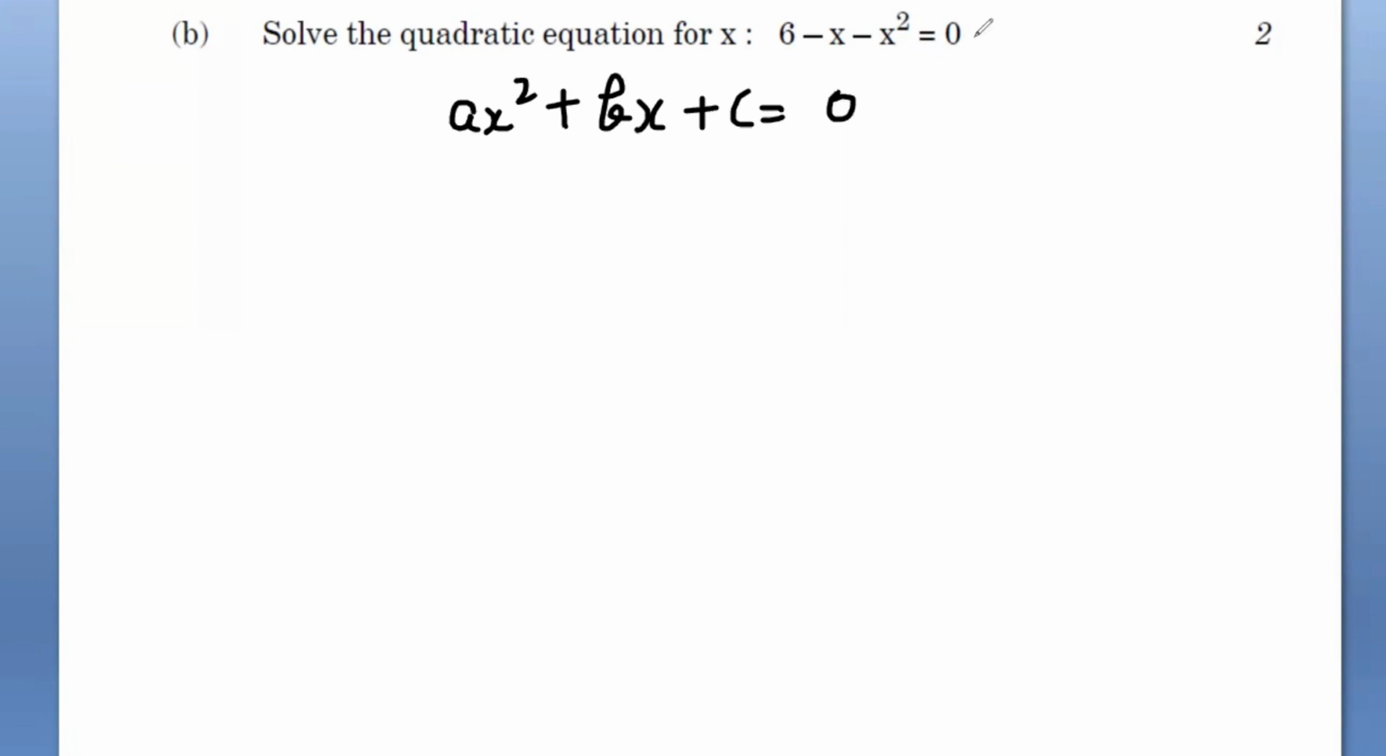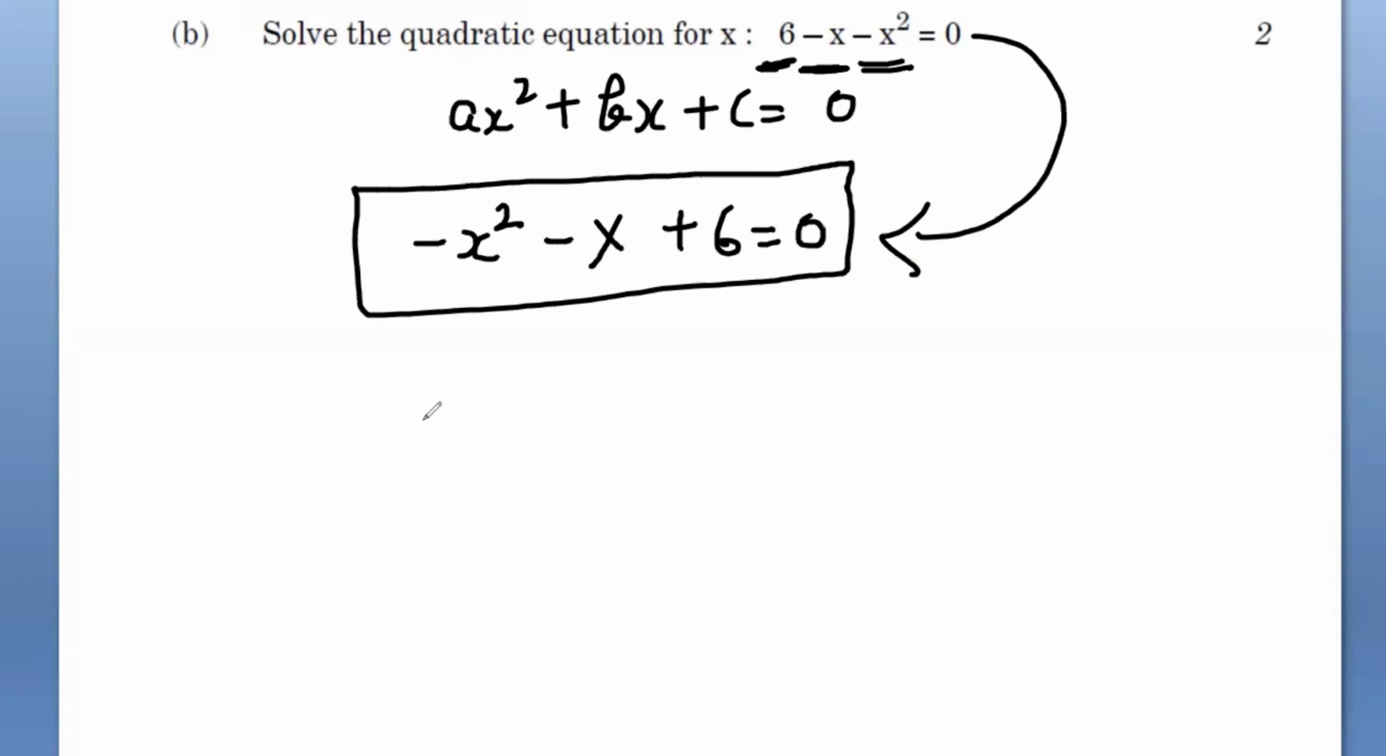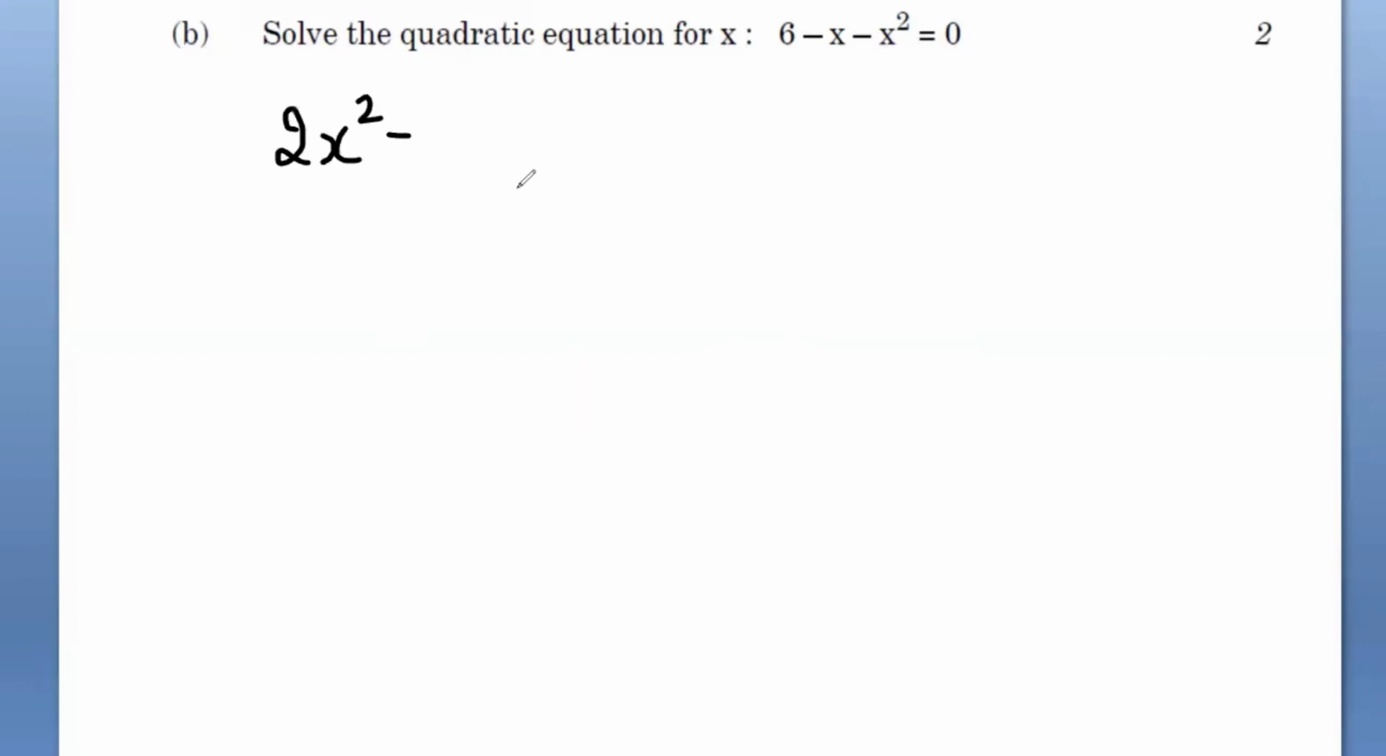You have to write down the term with x squared at the very first place, then the term with x in the second place, and the constant in the third place. Only this thing you need to do before you apply your formula. x is equal to minus b plus minus root b square minus 4ac over 2a. So after this, try to solve it yourself. I just want to tell you only this particular point.